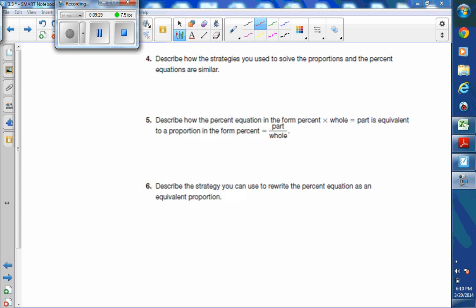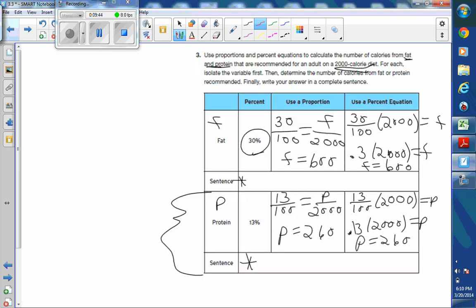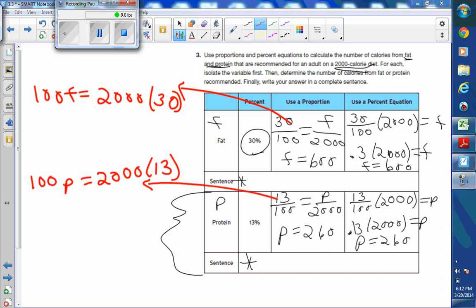Okay, so now we're going to sum up problem one here with a few summary questions. Describe how the strategies you use to solve the proportions and the percent equations are similar. So if you look at both proportions, if you go back and look at proportions, you multiply the total number of calories per day by the percent from either fats or proteins. So look at that.